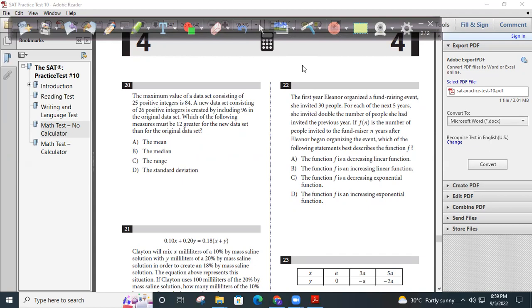The first year, Eleanor organized a fundraising event. She invited 30 people. For each of the next 5 years, she invited double the number of people she had invited the previous year. If f(n) represents the people invited to the fundraiser n years after Eleanor began organizing the event, which of the following statements best describes the function f?